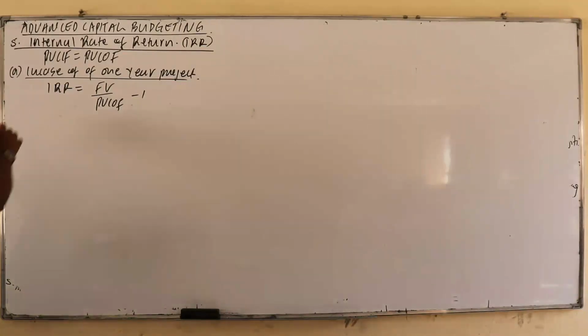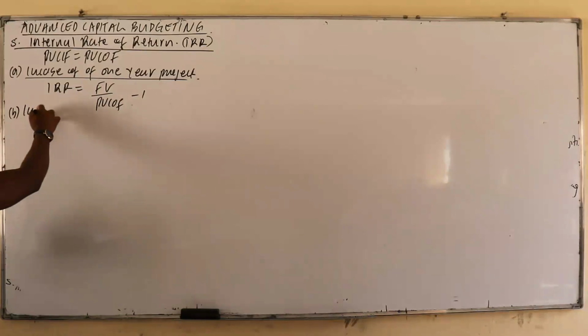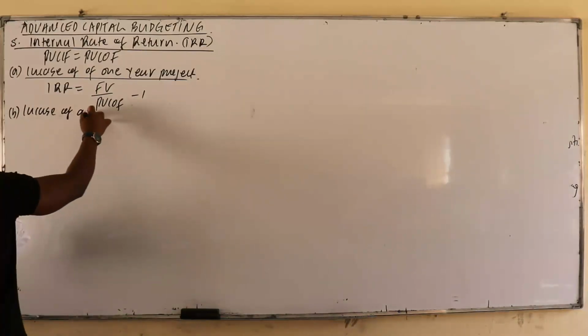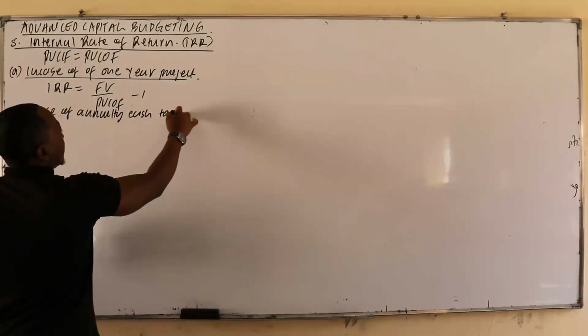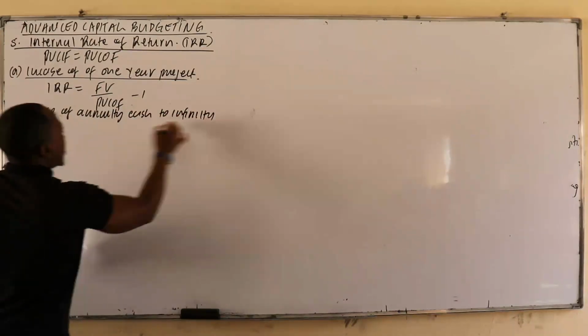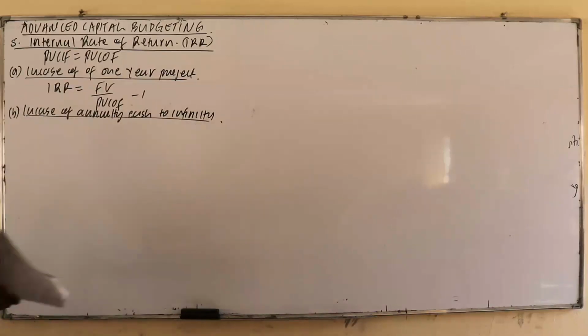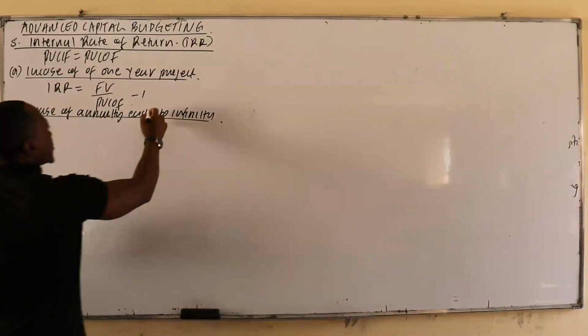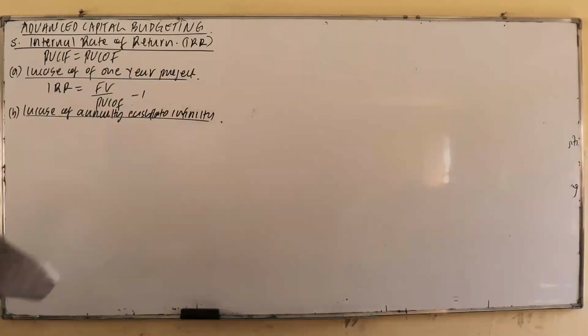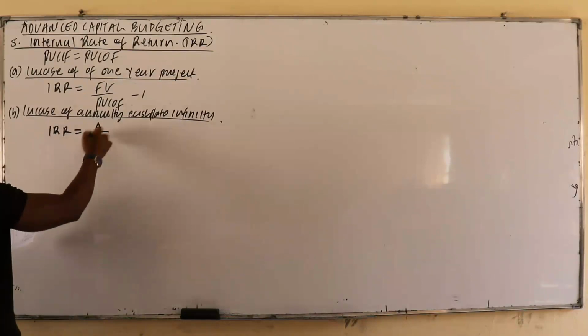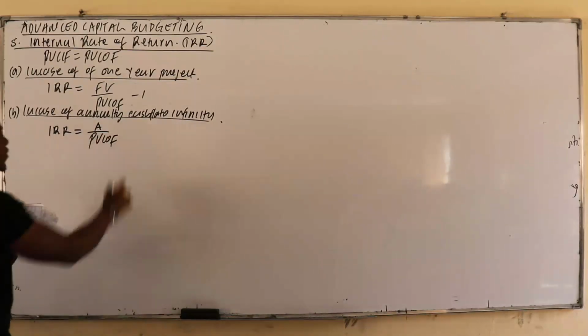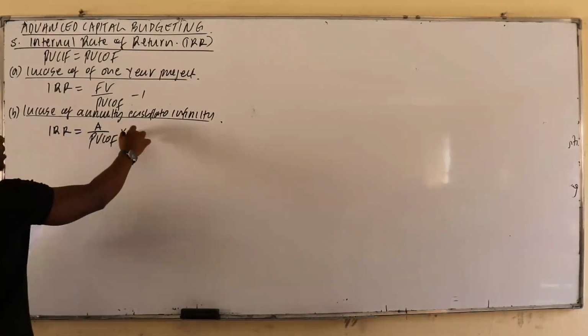Number B, in case of annuity cash flows to infinity, how do we get IRR? IRR is the annuity divided by the present value of cash outflow, and you multiply by 100%.